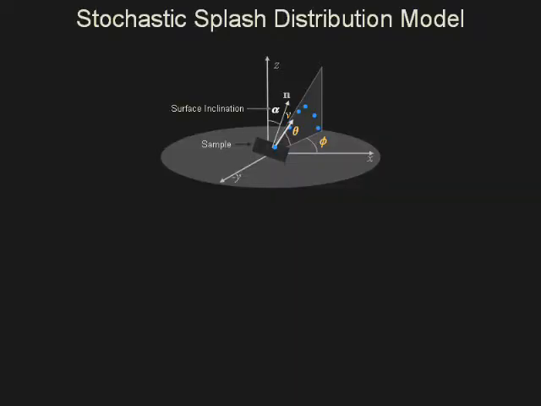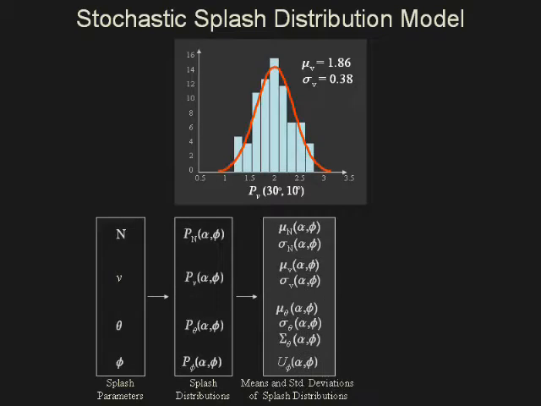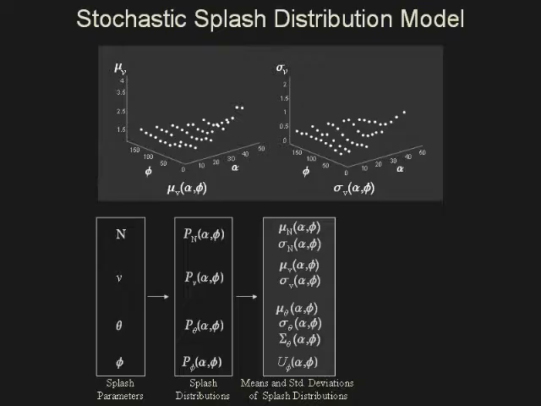Using these measurements, we have developed a compact stochastic model for rendering raindrop splashes. For each material, our splash measurements give us the number of droplets, their velocity magnitudes, and their elevation and azimuthal angles. For each of the parameters, a distribution is computed with respect to the surface inclination alpha and azimuthal angle phi. Well-known probability models from fluid dynamics are fit to the distributions to obtain their means and standard deviations. These means and standard deviations vary smoothly with alpha and phi.